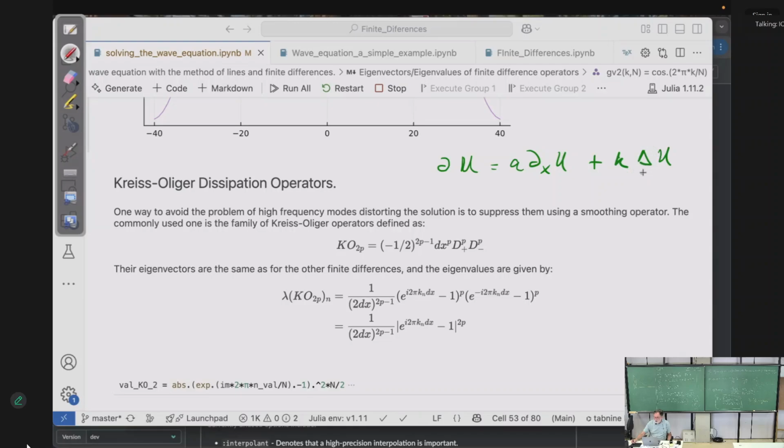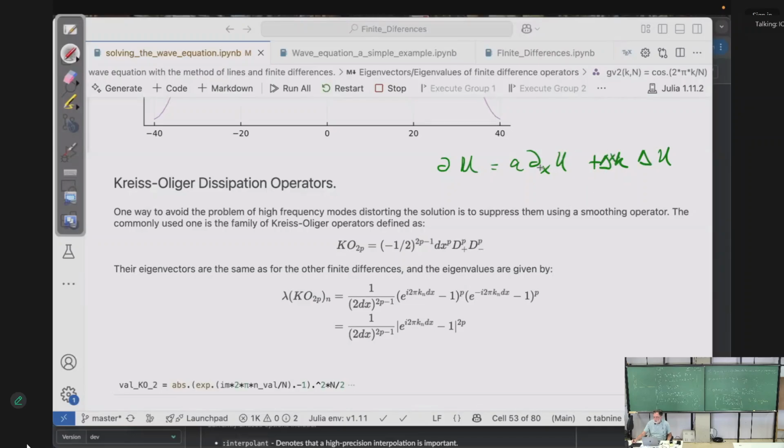So this will create a negative real part for the eigenvalues, and that will suppress things. This is going to try to suppress higher frequencies, because it is going to behave like a heat equation. So if you have something of high frequency, it will try to smooth it away. And since you don't want to change the character of the equation, you might put here some delta x.